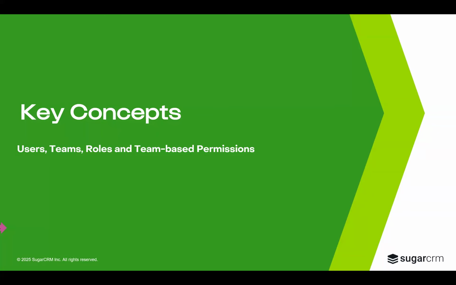So for you and the rest of you, we're going to talk about what a user is, or what Sugar thinks a user is. And then we're going to put those users into groups, which are teams. And then we're going to say what those users can do in the system, which is a role. And then team-based permissions, okay?